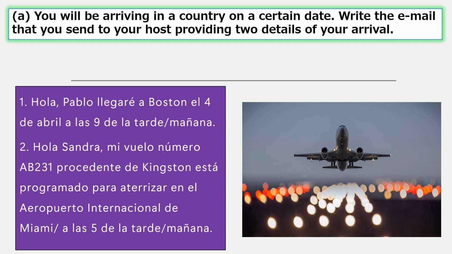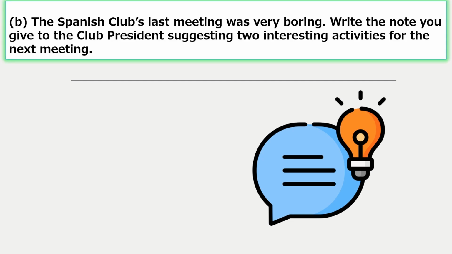All right, a continuar. Now for our second question. The Spanish club's last meeting was very boring. Write the note you give to the club president suggesting 2 interesting activities for the next meeting. So what function is coming out here? You're required to make suggestions or to give recommendations.